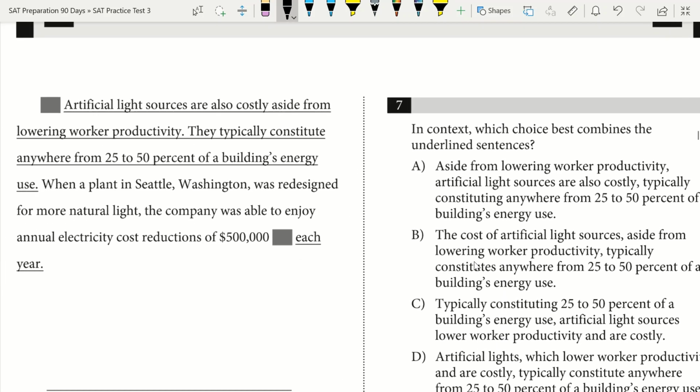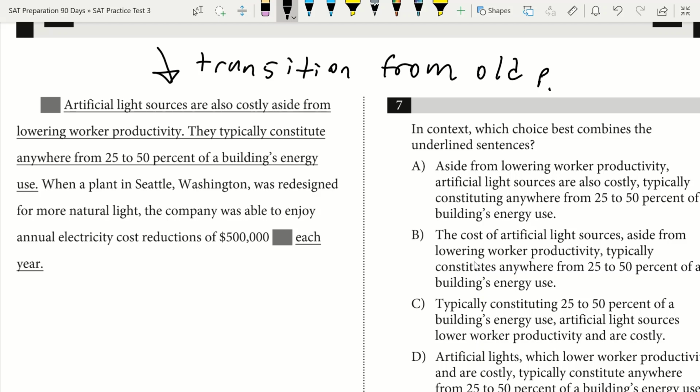All right, so now we want to transition from our previous paragraph to this one. So we want to keep that in mind. Anytime that we start a new paragraph, we want to make sure that we are transitioning from our old paragraph. All right, so in context, which choice best combines the underlined sentences? We have artificial light sources are also costly aside from lowering worker productivity. They typically constitute anywhere from 25 to 50% of a building's energy use.